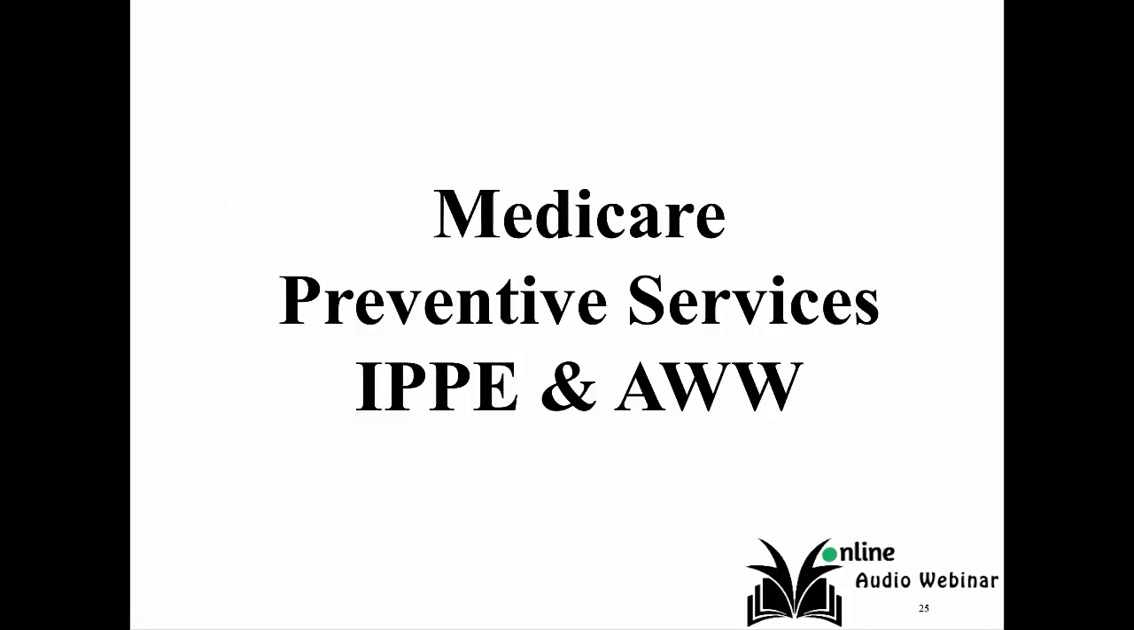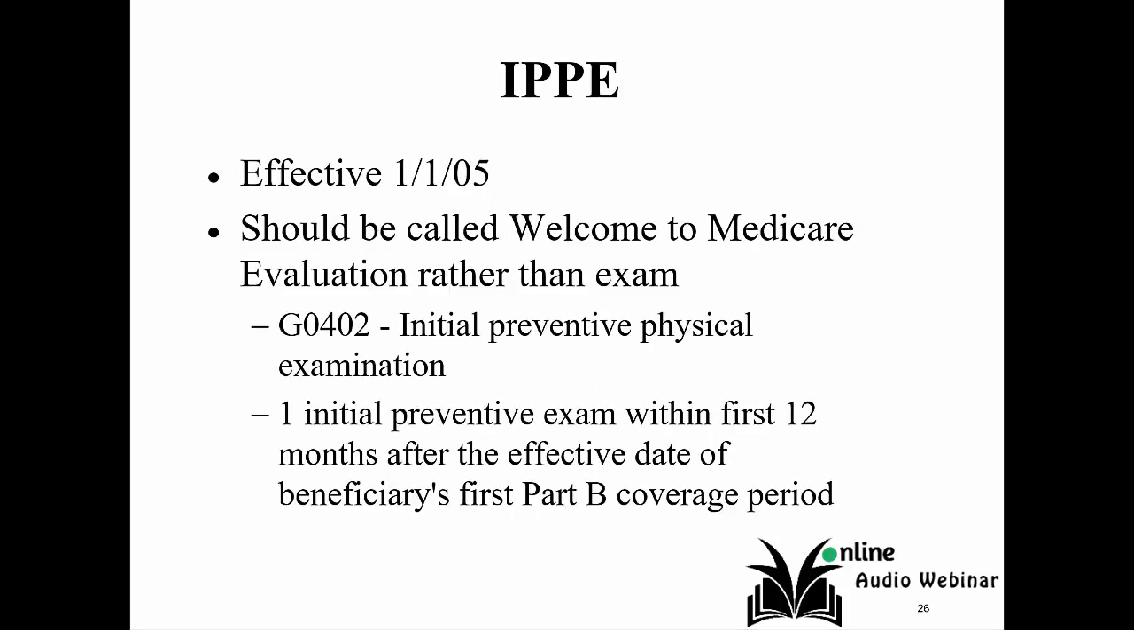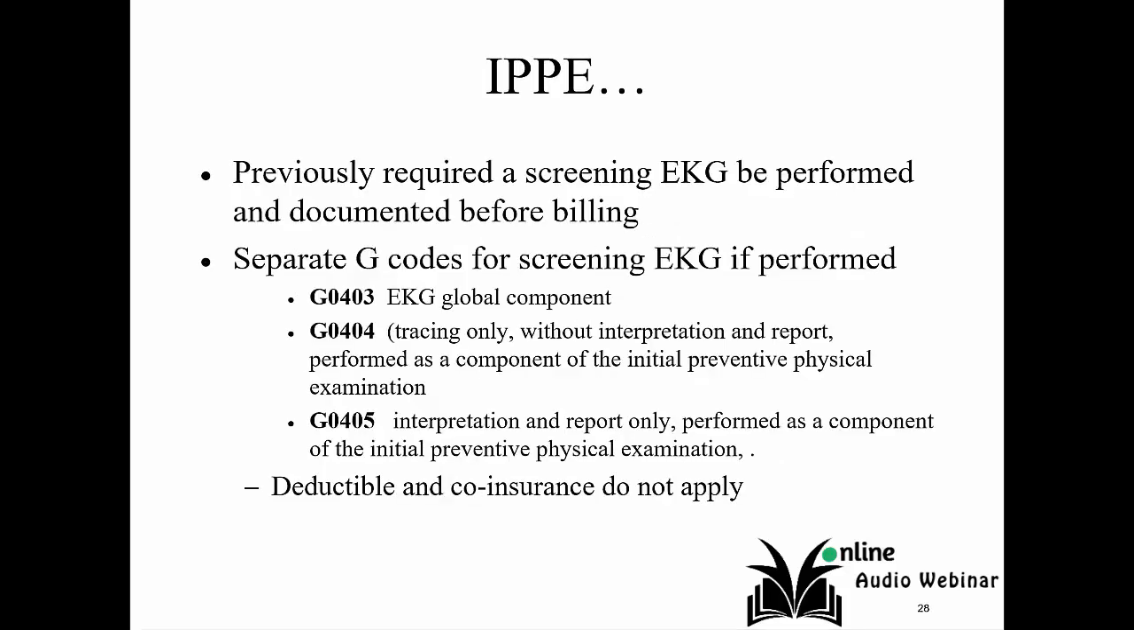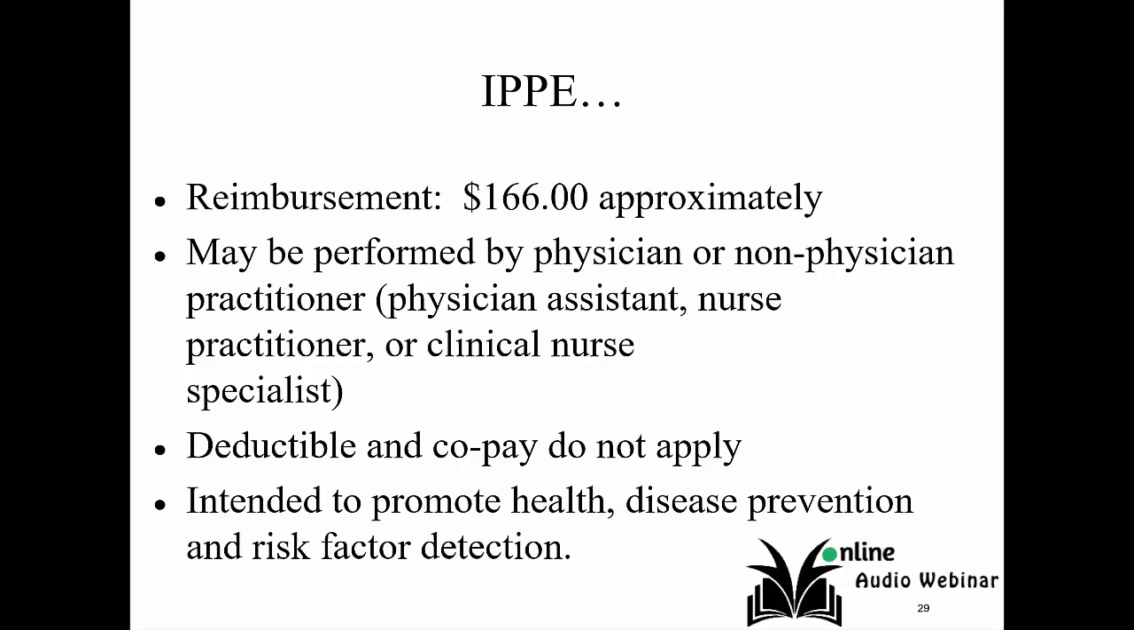So now we're going to talk about Medicare preventive services, IPPE and annual wellness visit. IPPE, it's called Initial Preventive Physical Exam. The IPPE is not the same as an annual physical. It previously also required a screening EKG. Basically, reimbursement is about $166.